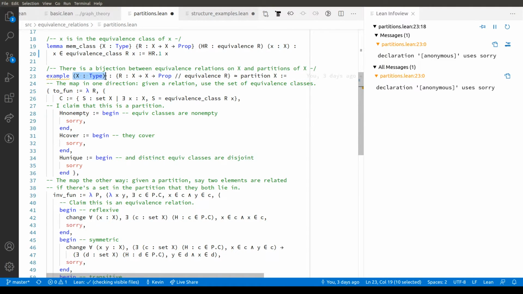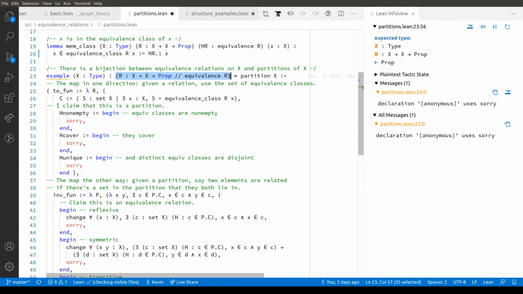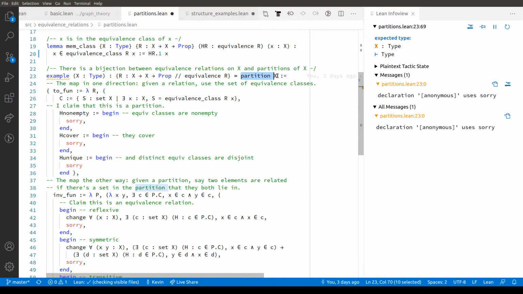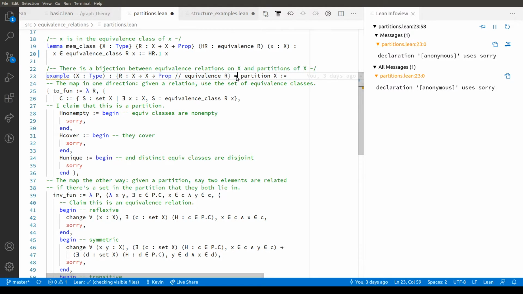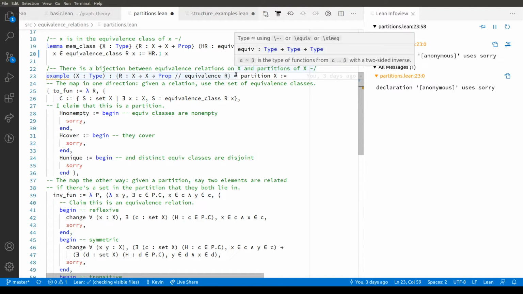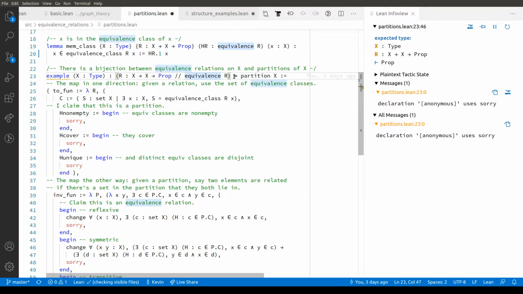X is a set, or I mean, we're doing type theory, so X is a type, but really X is a set, if you're used to set theoretic mathematics. And this example claims that there's a bijection between the type of equivalence relations on X and the type of partitions on X. It says that those two types are related by this funny little symbol here, which, annoyingly, is called equiv, right? And so you might think that equiv has got something to do with equivalence relations, but actually it doesn't. Equivalence relations are called equivalence in Lean, and equiv is a different thing.